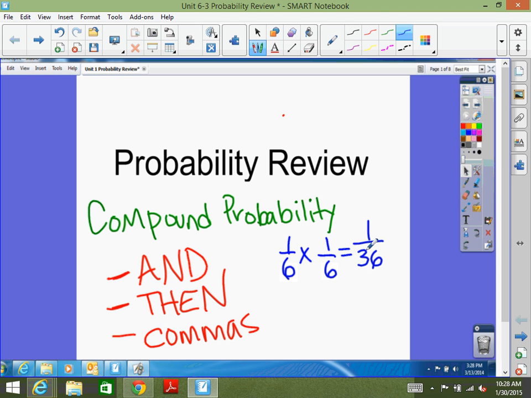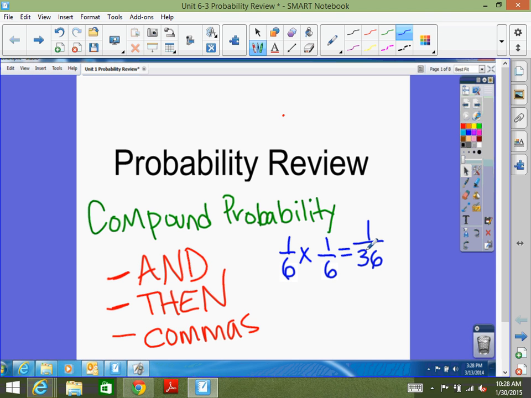What if I do this? What if I say, what's the probability of rolling a 4 and spinning the spinner and getting blue? Am I asking for two things? Yes, two events. Can I have 3 events? Can I have 4? Yeah, okay. Now, we've got simple probability. We've got compound, where we have two things to happen.